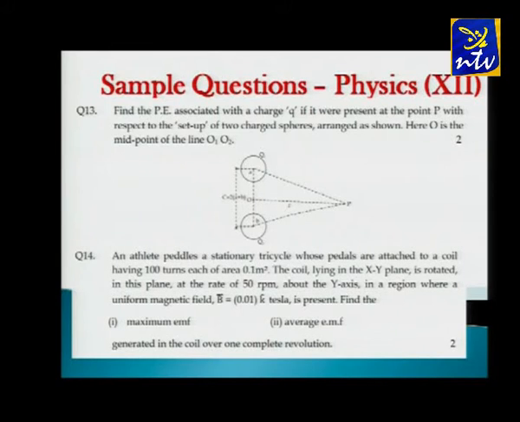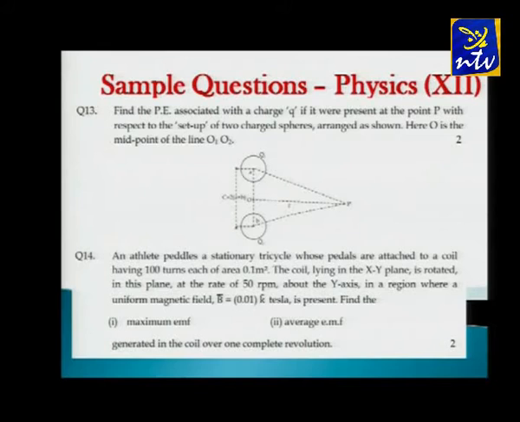That means revolutions per minute, about the y-axis in a region where the uniform magnetic field is 0.01 k cap. That means it's present along the z-axis. Find the maximum EMF and average EMF generated in the coil over one complete revolution. Maximum and average EMF. So there are some questions related to calculation of induced EMF in this way, giving the values of the area, number of turns and things like that.